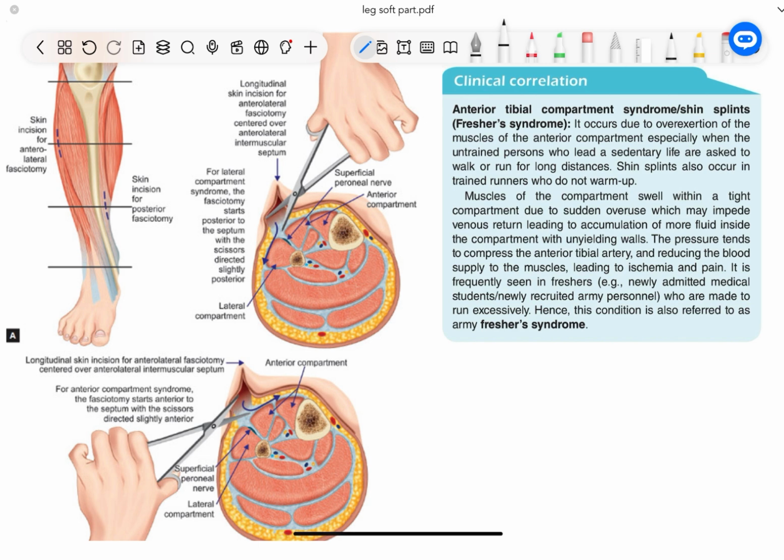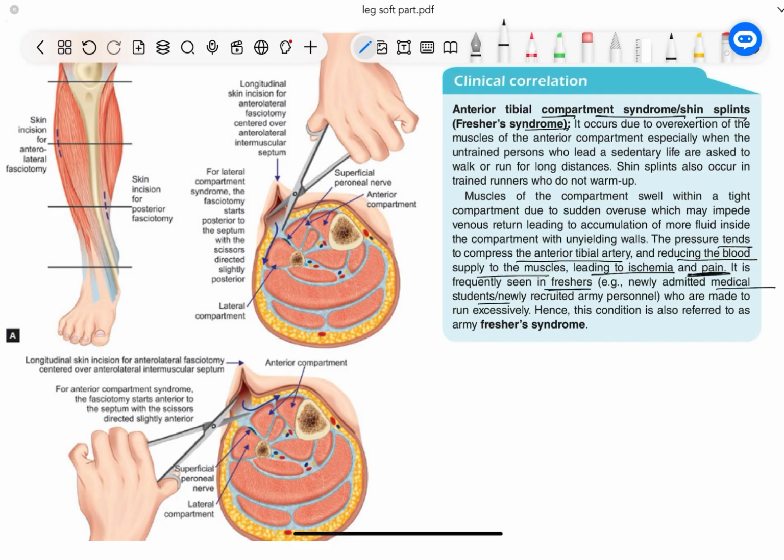Now, there is a condition called anterior tibial compartment syndrome, shin splints or fascia syndrome. What happens? For example, an untrained person starts to do vigorous exercise all of a sudden, and what will happen? There will be a lack of venous return, and that may lead to accumulation of fluid inside the compartment, and pressure tends to compress the anterior tibial artery, reducing the blood supply to the muscles, leading to ischemia and a severely painful situation. It is frequently seen in freshers, as I said.